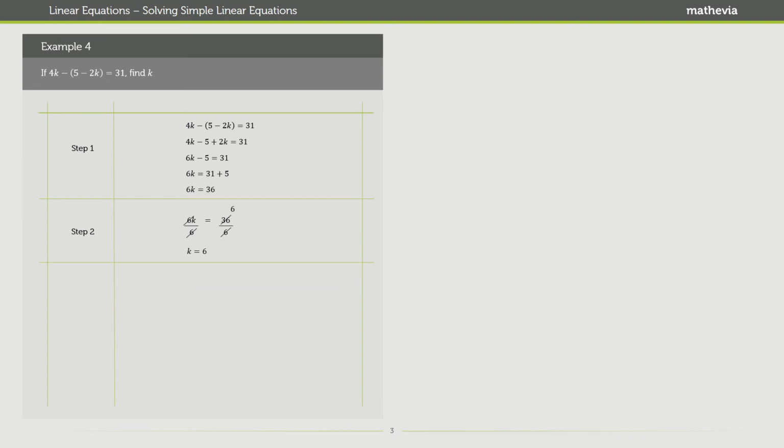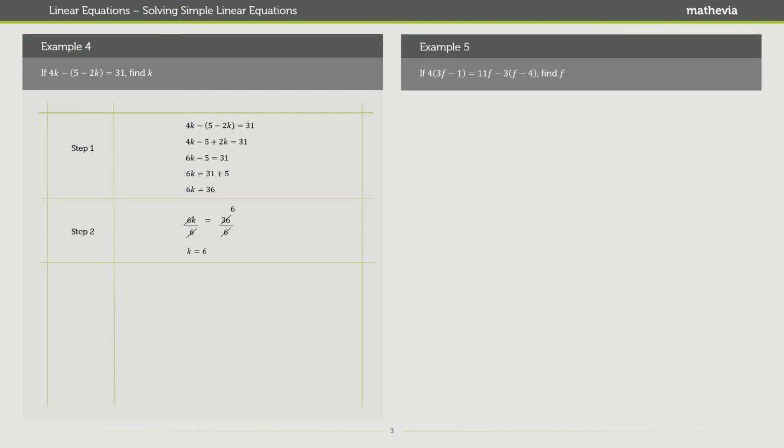Very simple. Okay, let's do another example. I think we have one final example. Wow, this one looks very interesting. We have 4 multiplying (3f minus 1) equals 11f minus 3 multiplying (f minus 4), and we've been asked to find f. How do we approach this? We have 2 brackets, and the first thing we need to do is get rid of those brackets. Just take it one step at a time.